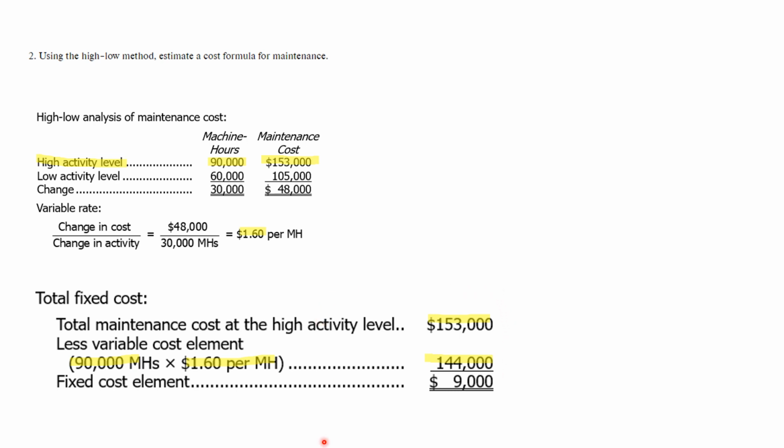So now to answer the question, use the high-low method to estimate the cost formula. So we can complete our formula now. Our total cost is going to be, like I said, A is our fixed cost plus our variable cost per unit B times the number of units.